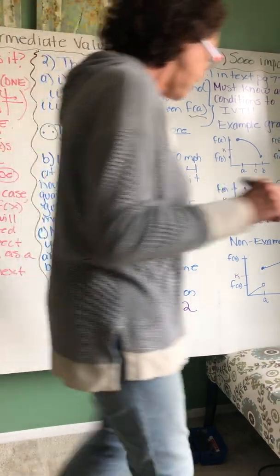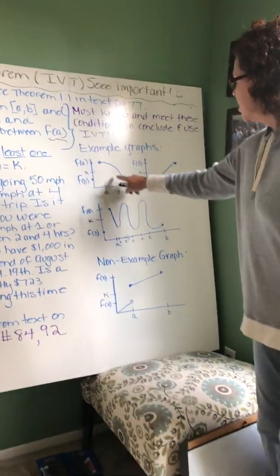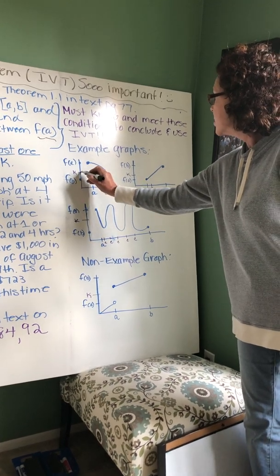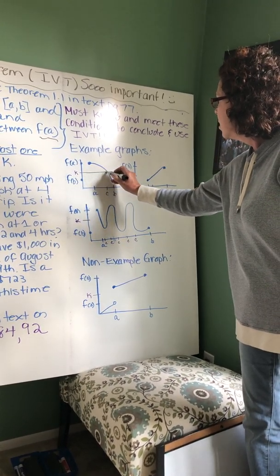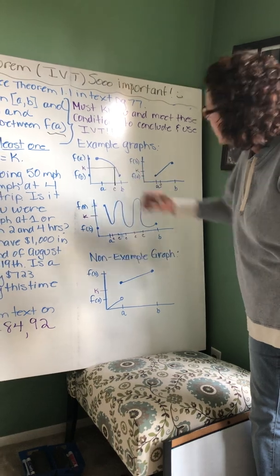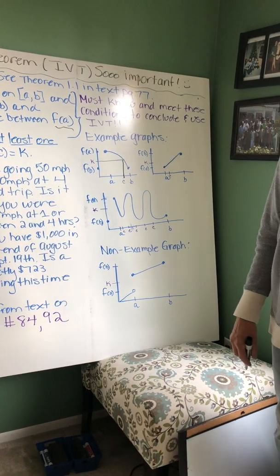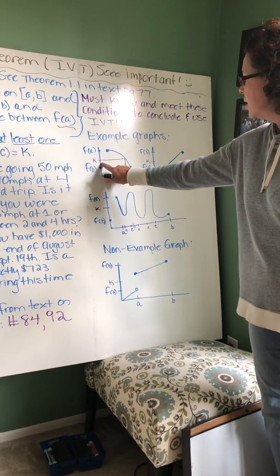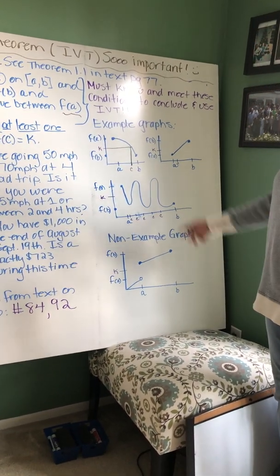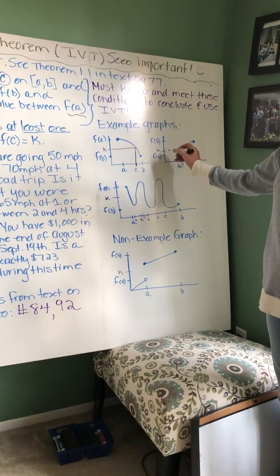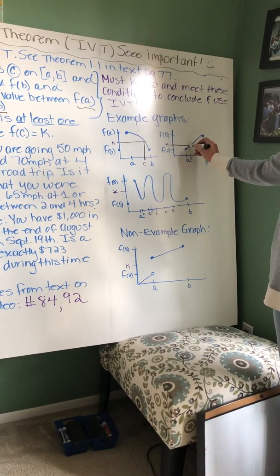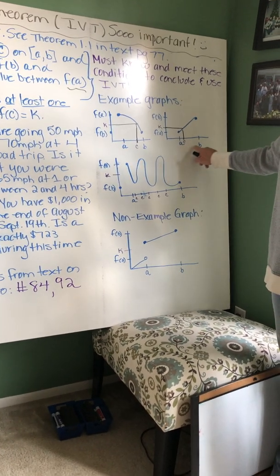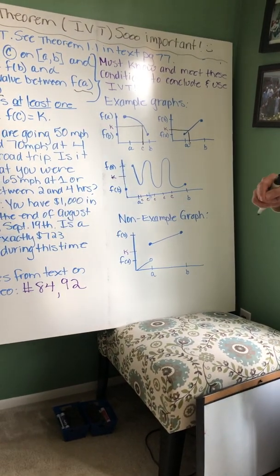Let's take a look. Here's a picture that meets all the three conditions we talked about. Here's a k, and here's the c where it happens. It is guaranteed that there is a c value where the function has a y value of k. Here's our k, in between f of a and f of b, it is guaranteed there is a c in between a and b that makes this happen.